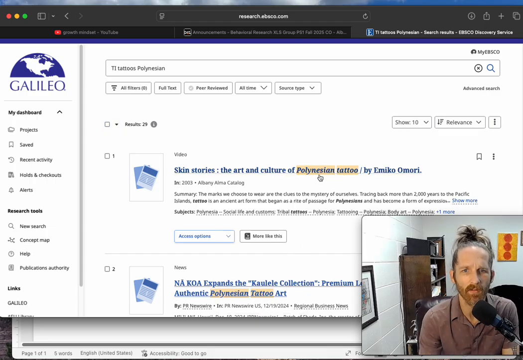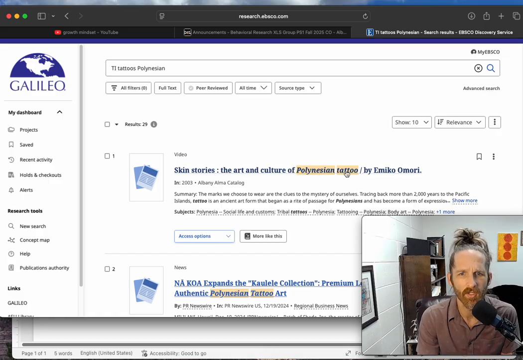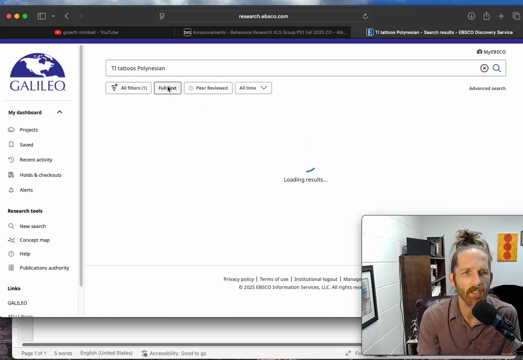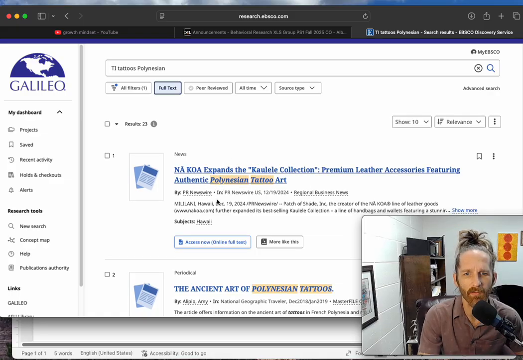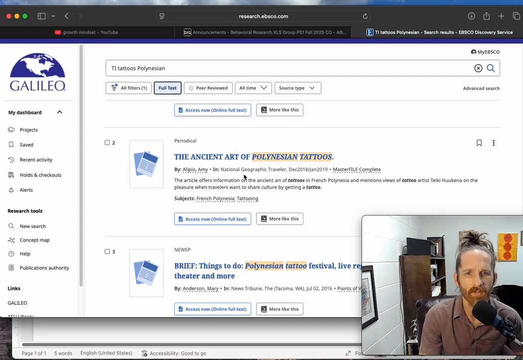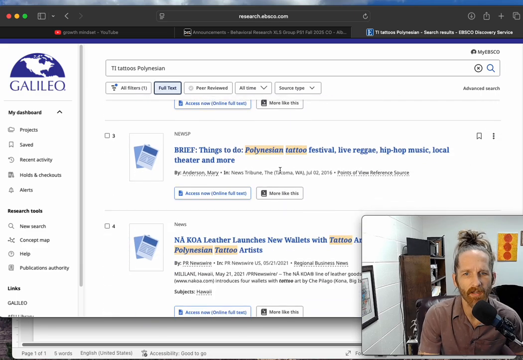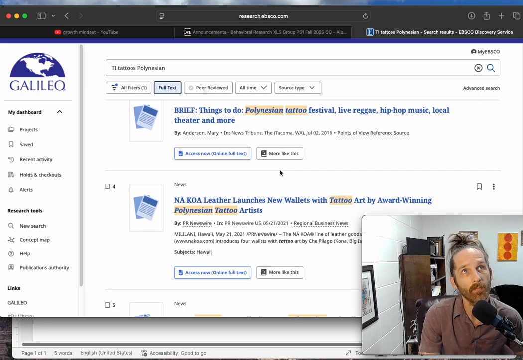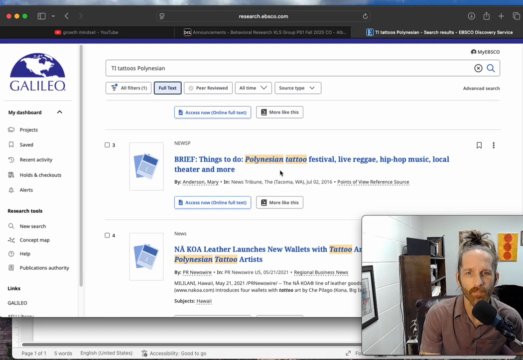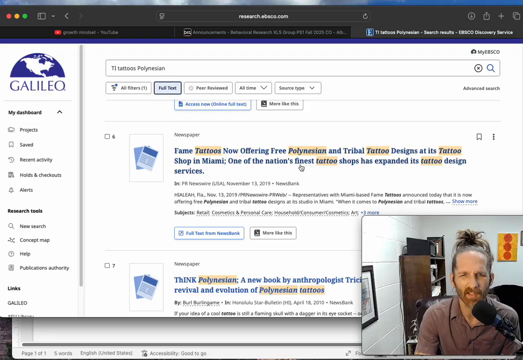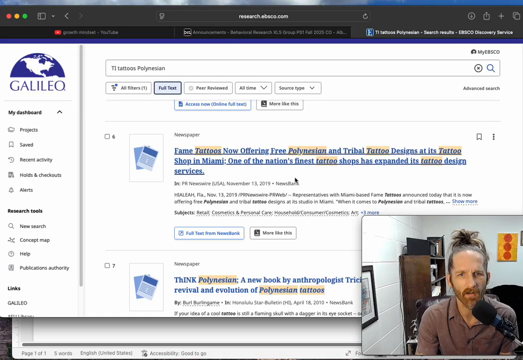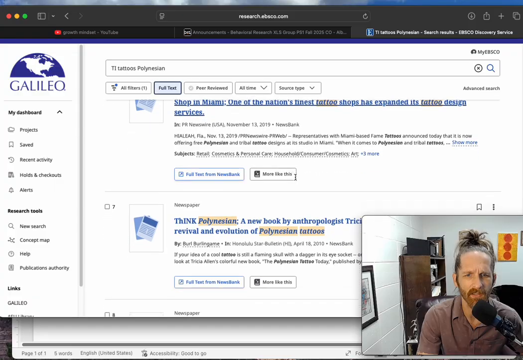So, Skin Stories: The Art and Culture of Polynesian Tattoo. We'll make sure we've got full text because I actually want to read these things, and that's published in Newswire. Keep in mind, this here is a non-peer-reviewed source, National Geographic Traveler. It might be the case that I don't find any peer-reviewed academic articles, but I can still get a sense of what the cultural significance is by looking at some of these articles. But I want to find an academic source just because I think that makes it a little harder to read. These Newswire articles are likely very short and easy to read.